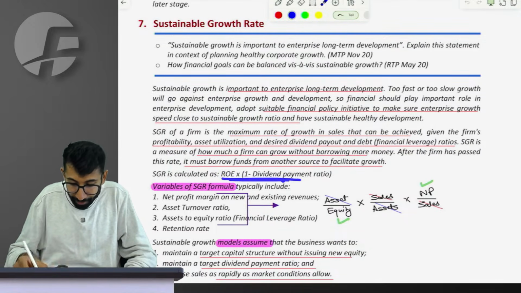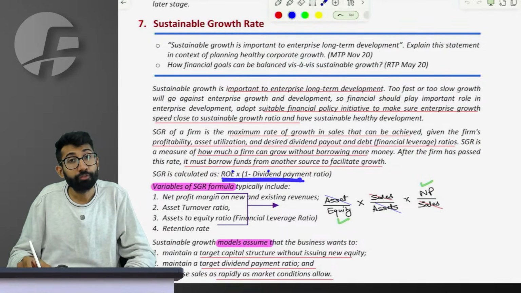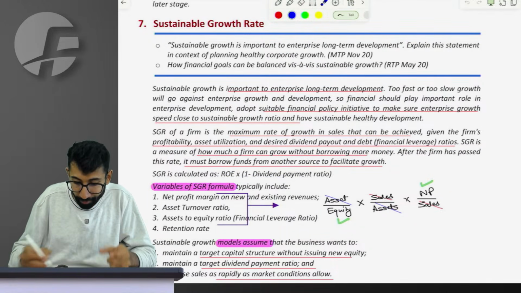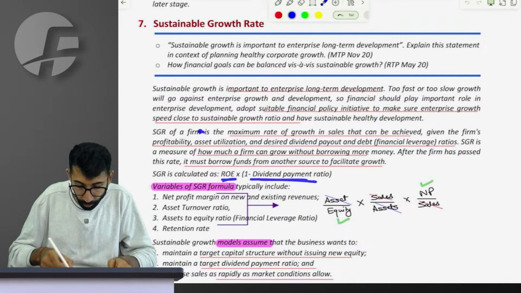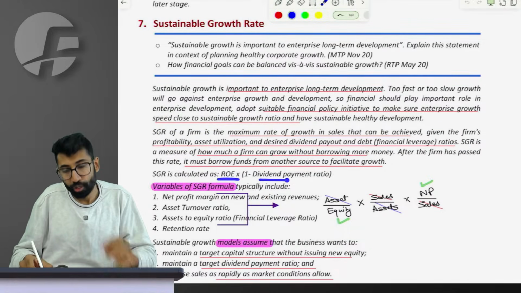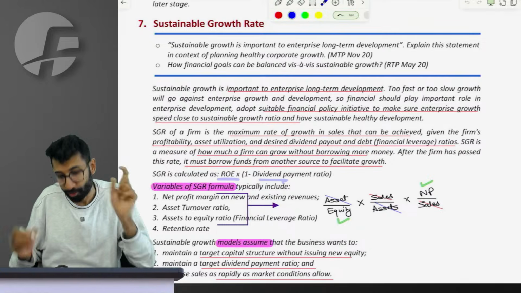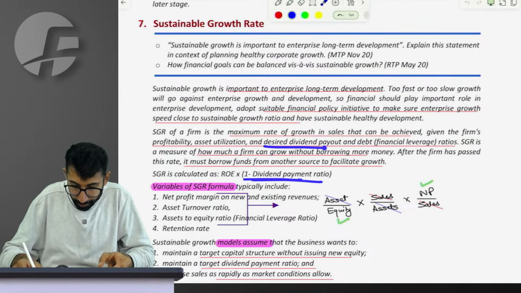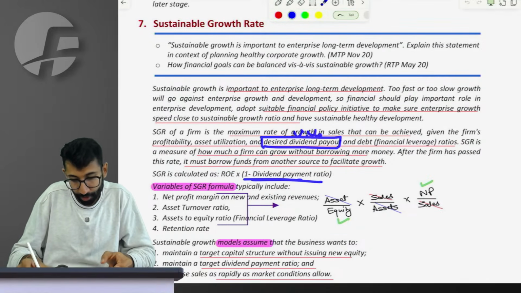ROE multiplied by the retention ratio is the formula of growth. Now I'll make you link how ROE and dividend payout ratio fit this definition. You know the underlying logic of ROE multiplied by the retention ratio. Retention ratio is nothing but 1 minus payout ratio, which is why payout ratio is used here.